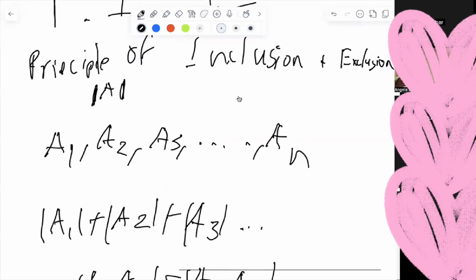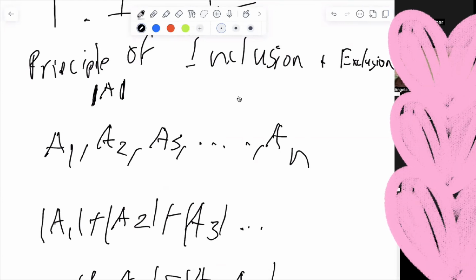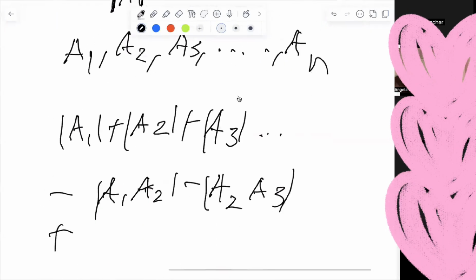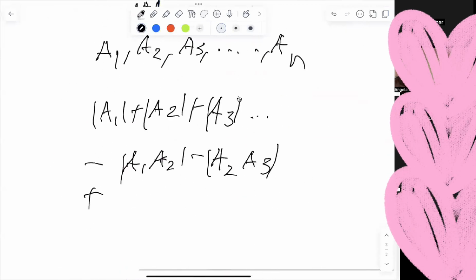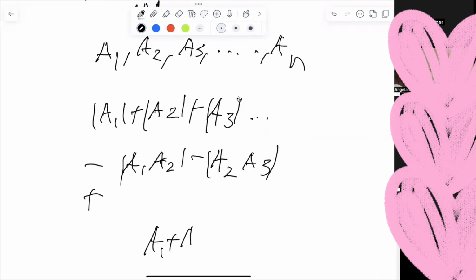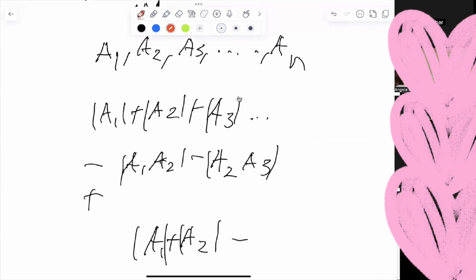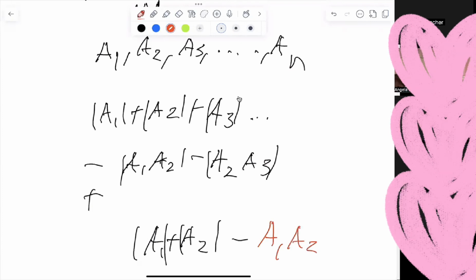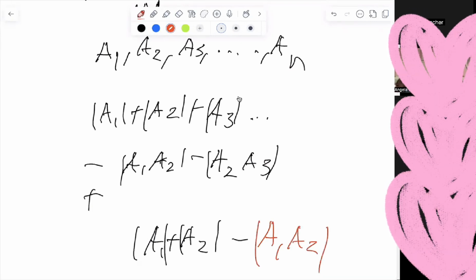So that's what the principle of inclusion and exclusion does, so we only count each part once. Like if we use it for 2, it's just going to be A1 plus A2 minus A1 A2. Yep, which all works out.